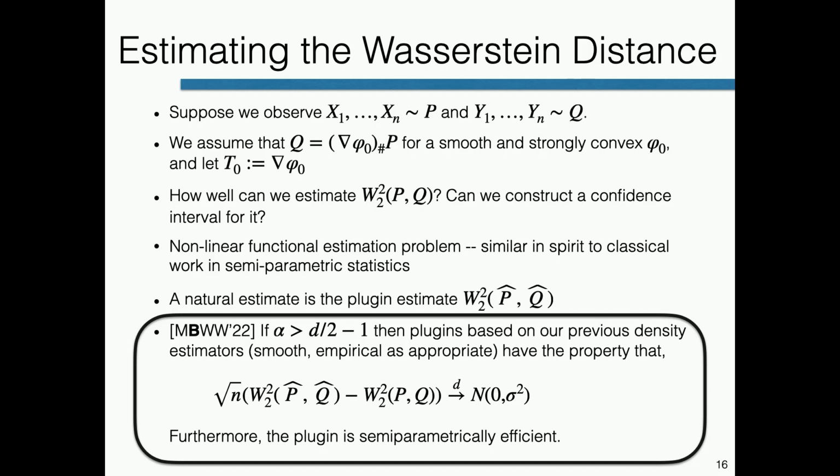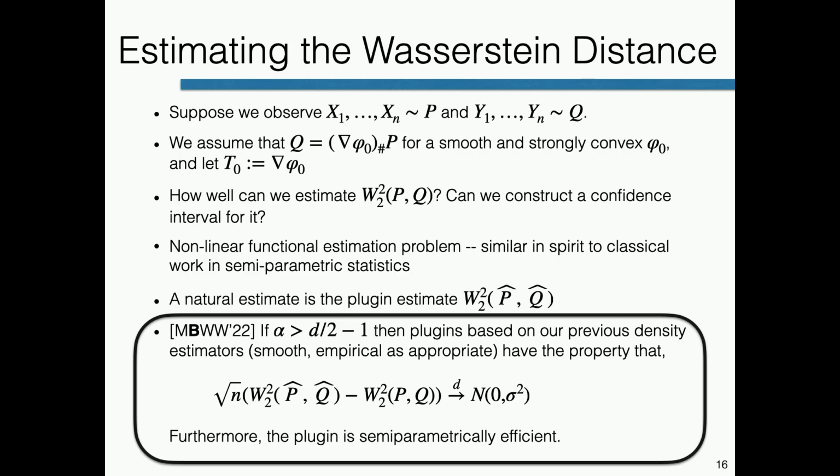And so here's a result from a paper of ours from a while back. It just says that if you have enough smoothness, so if alpha is at least d over 2 minus 1, so if you have a fairly large amount of smoothness, then plug-in estimators based on these kernel or wavelet density estimators do in fact achieve the parametric rate. So that is, they are consistent at the rate 1/n as long as you have this amount of smoothness. And the other fact is that you can also characterize the limiting distribution. So you can say that root n times the plug-in estimate minus the truth has a normal distribution, and this allows you to construct a confidence interval in some straightforward way.